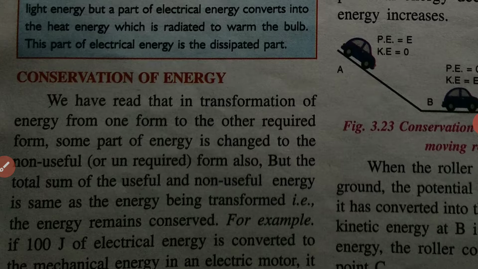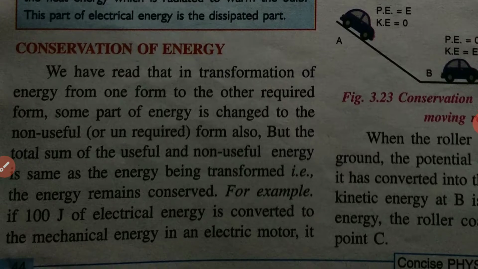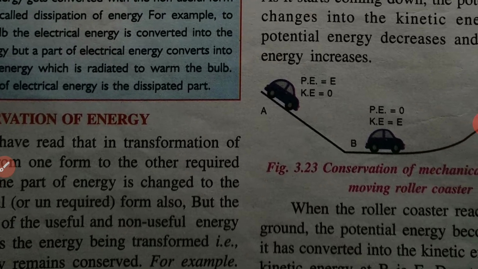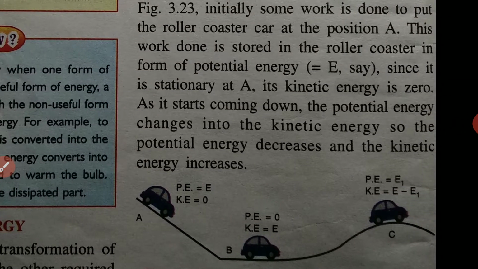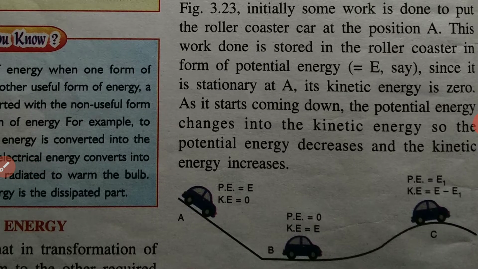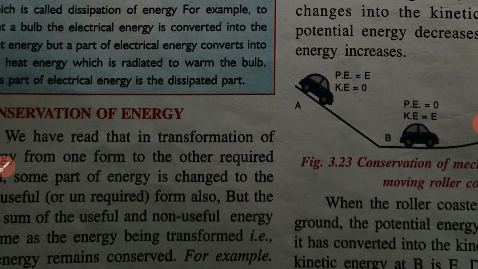Another example, if 100 joules of electric energy is converted to mechanical energy, for example, you are using a washing machine, suppose it needs 100 joules of electrical energy, right? In a washing machine, you just want the rotation, that is mechanical energy, right? But the washing machine also produces sound. The machinery parts also get heated up. So what happens is some amount of energy is getting transferred into a non-useful form of energy.